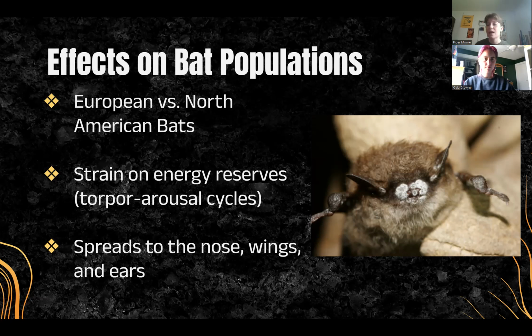So European bats can coexist with the fungus, although the fungus does cause cutaneous lesions on the bat. So obviously not great, but they can still survive. In North American bats, the mortality rate is between 90 and 100%. So if the bats get it, they're most likely going to die. So yeah, next slide.